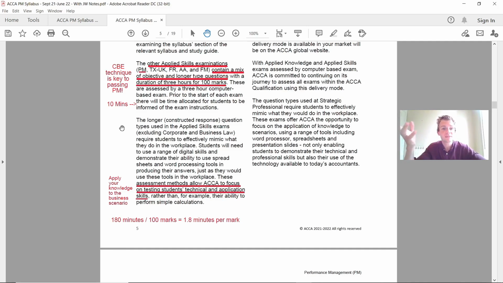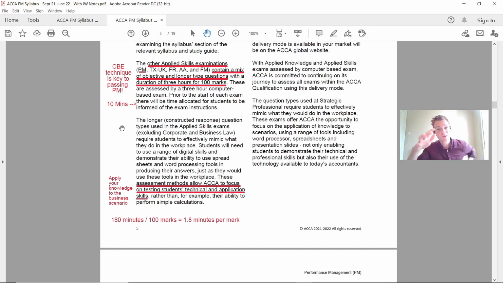The computer-based exam technique is so key, because as you can see on here, we've got a mixture of objective and longer type questions, with the duration of the exam, if you didn't know already, being 3 hours. You are given 10 minutes for the instructions at the start of the exam, and you won't be able to go through the actual question paper. Now, you may be doing the paper-based exam, where there'll be different rules that these tips will still apply to, but just check on ACCA's website what relates to your particular region.